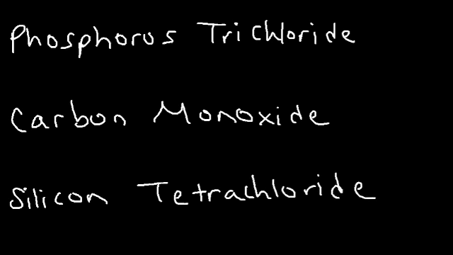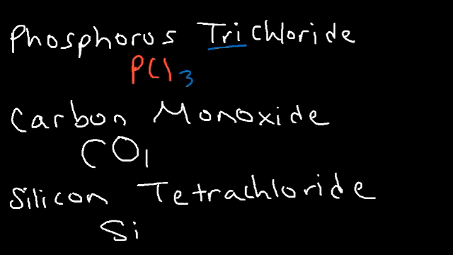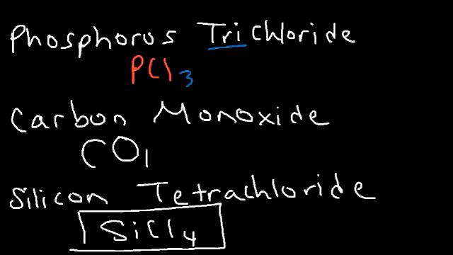Phosphorus trichloride, so we have a P and we have a Cl, but we have 3 Cl since we have the word tri. Carbon monoxide, so monoxide, that means we have 1 oxygen. Silicon tetrachloride, tetra means 4, so we have 4 chlorine atoms. So for molecular compounds, it's not very difficult to name them or write the formula. You simply need to know the names of the first 10 prefixes, mono, di, tri, all the way to deca.